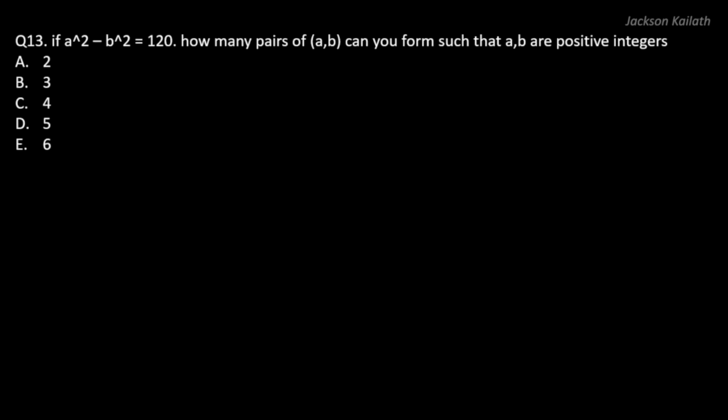Hi everyone, let's do this question. If a square minus b square is equal to 120, how many pairs of a comma b can you form such that a comma b are positive integers? Pause the video, give it a try, and then let's do this together.